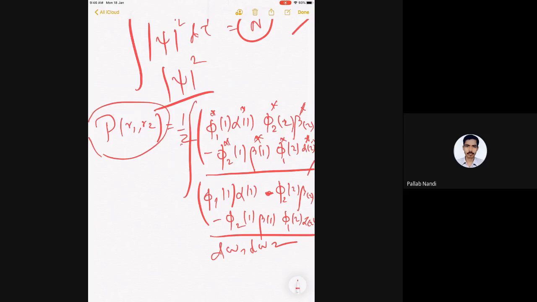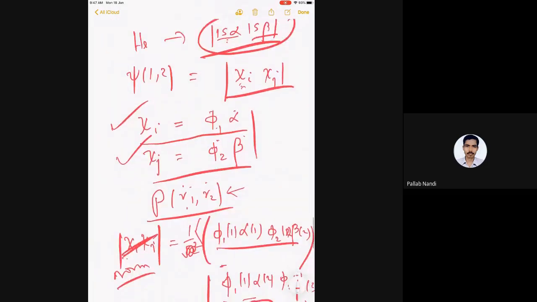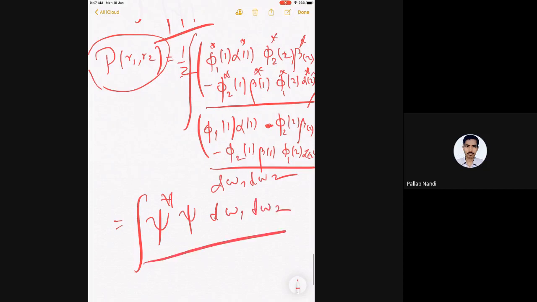So once I'm able to write this, doing the integration would be trivial. That I will see how to do it. But what I have written is basically the integral of psi star psi, d omega 1 d omega 2. That's all.